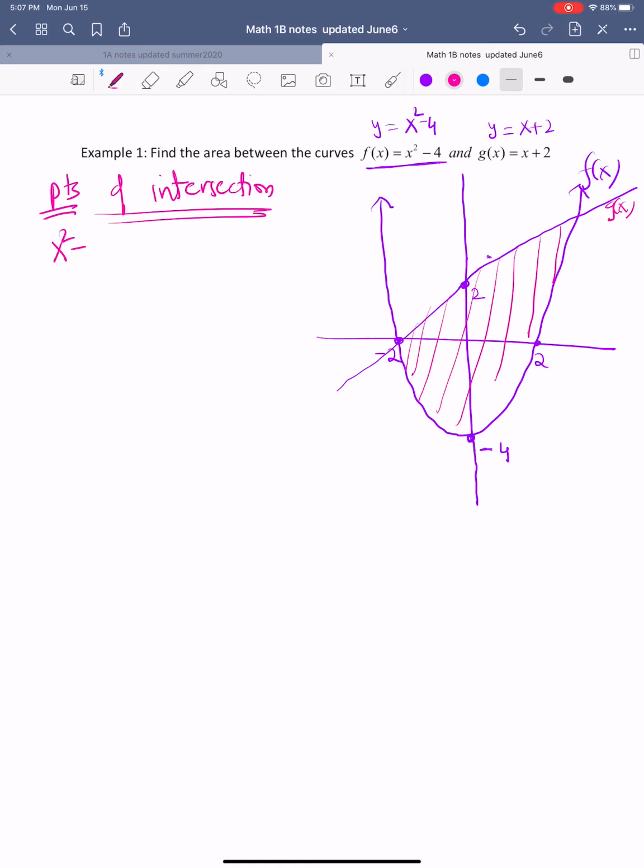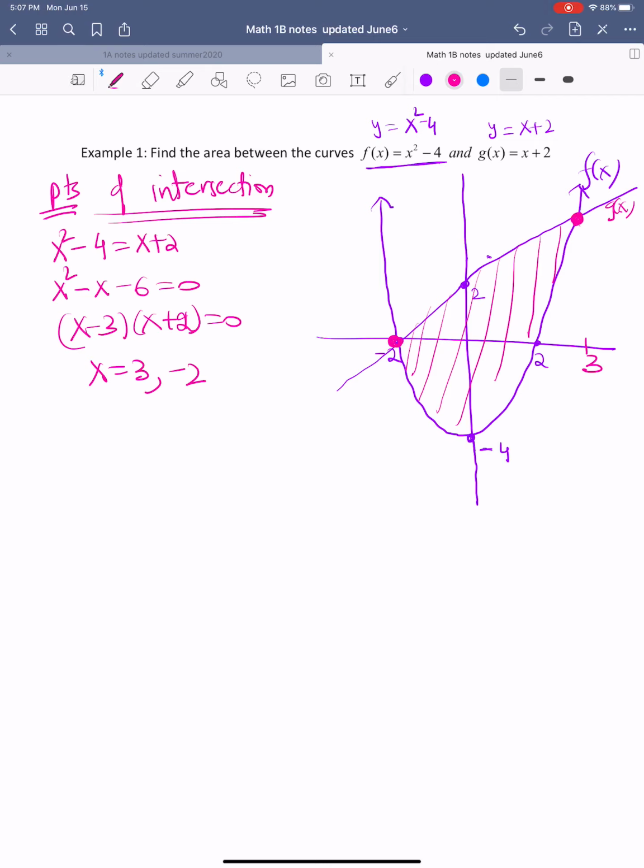x squared minus 4 equals x plus 2. Let's solve, bring everything to one side. And it's a quadratic equation. (x minus 3)(x plus 2) equals 0, because negative 3 times 2 is negative 6, and negative 3 plus 2 is negative 1. So factors work out. I get x equals 3 and negative 2. All right, so that means the points of intersection are x equals 3 and negative 2.